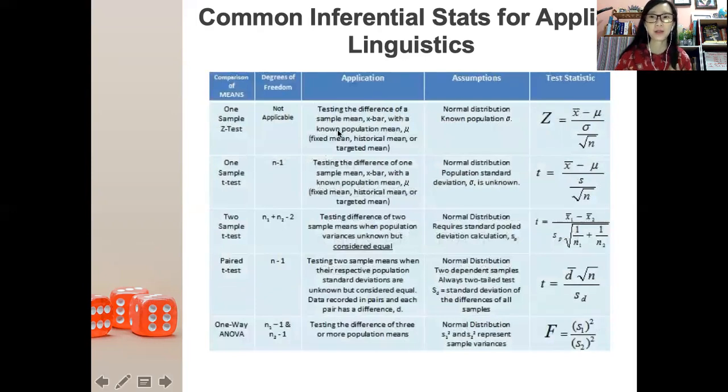Here you can see examples of common inferential statistics we use to compare means. The ones that we will focus on in this course are different types of t-test. Here you have three: one sample t-test, two sample t-test, and paired sample t-test, and then one-way ANOVA. We will not really focus on the one sample z-test. Instead we will use t-test. If you take a look at the assumption column, all of these assume a normal distribution. So in other words, they are parametric tests.